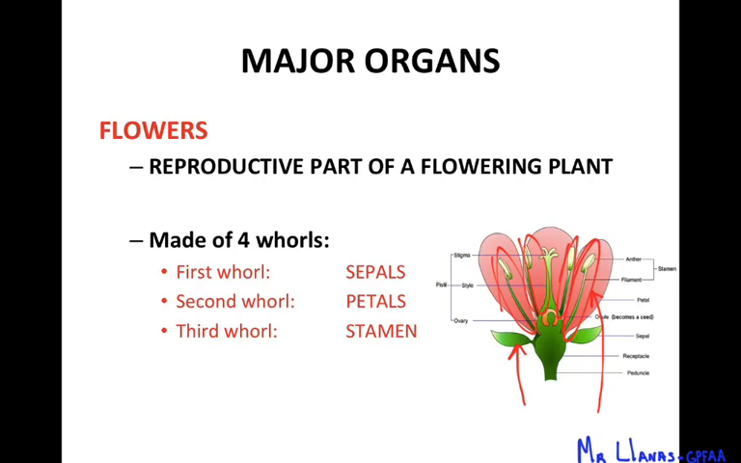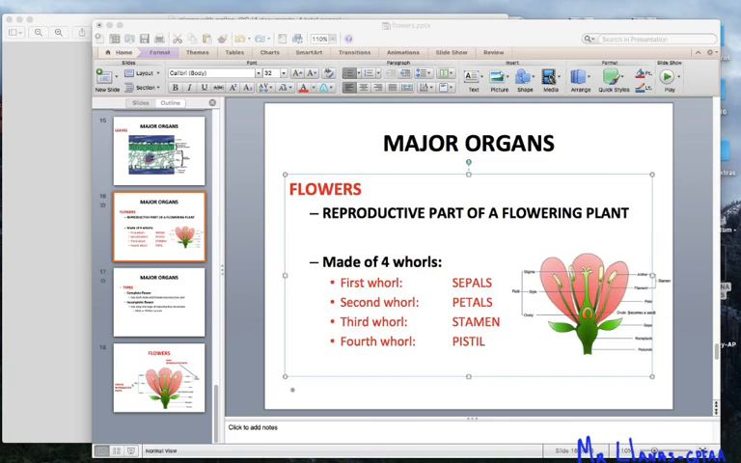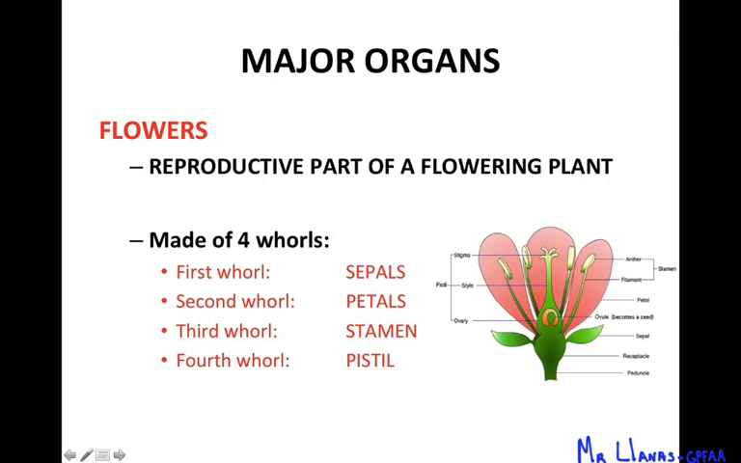Then it has the last whorl, which is the pistil, and that one is the female reproductive part. It's this area right here, and it has three components. I'll show you another picture of this in a little bit. So that's the parts of the flower.